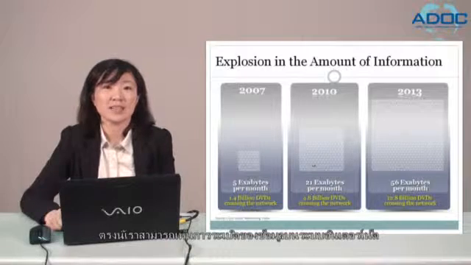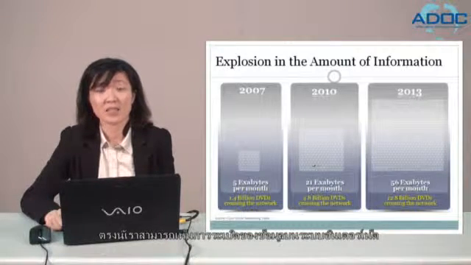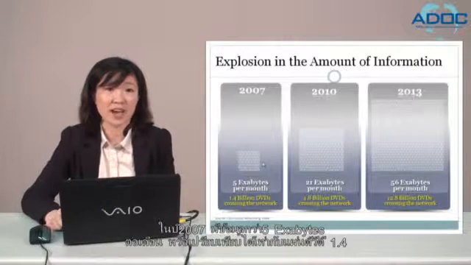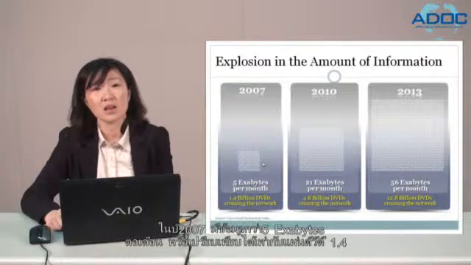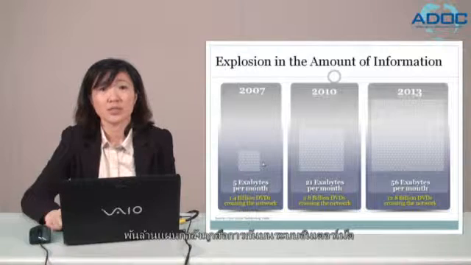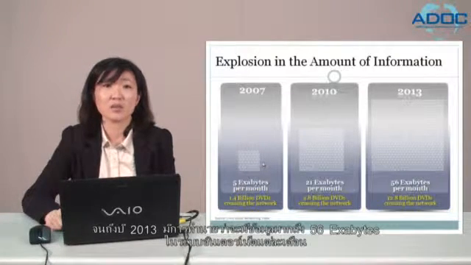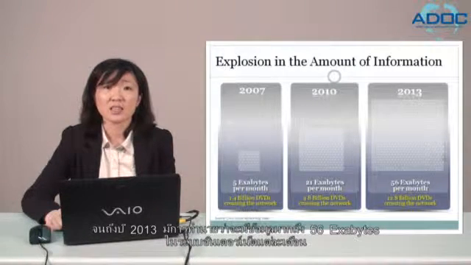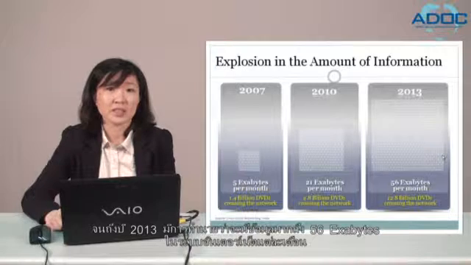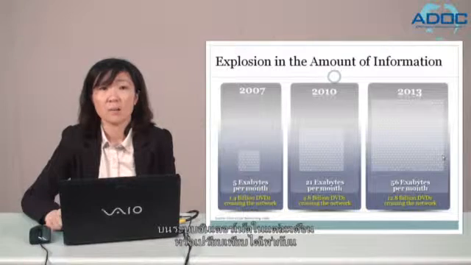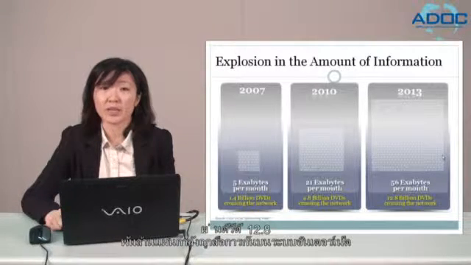Here, we can see the explosion of data on the internet. In 2007, there were 5 exabytes per month, approximately 1.4 billion DVDs crossing the network. Until 2013, it is predicted that there will be 56 exabytes of traffic on the internet per month, about 12.8 billion DVDs crossing the network.